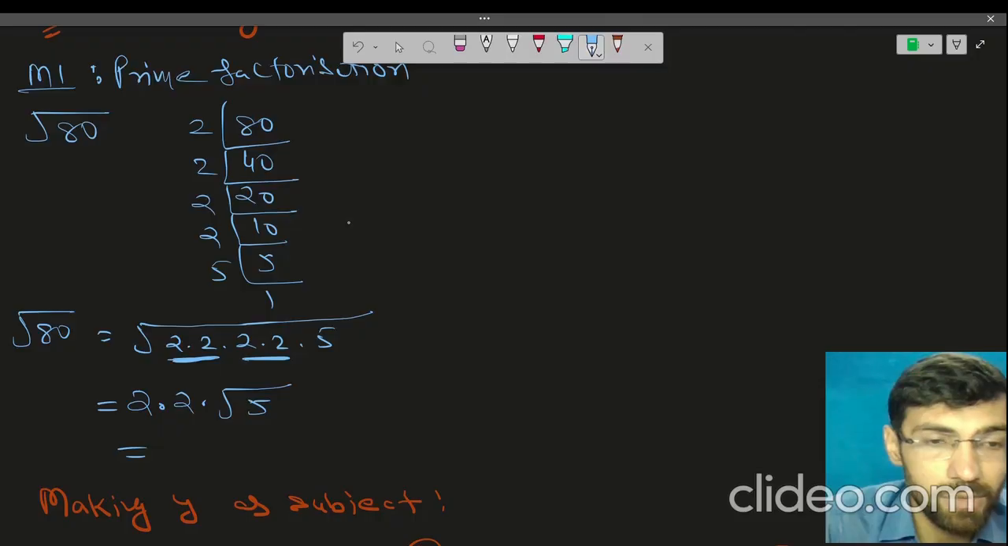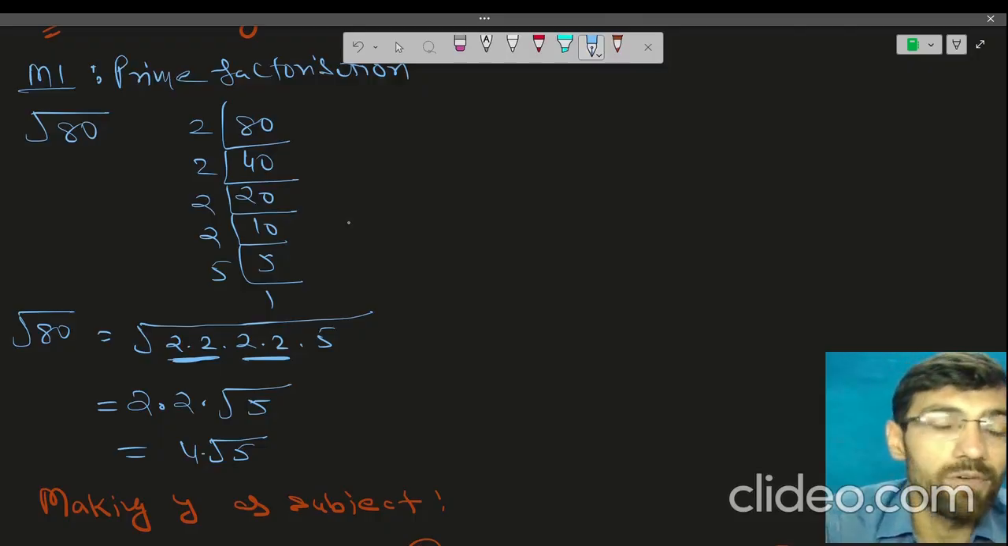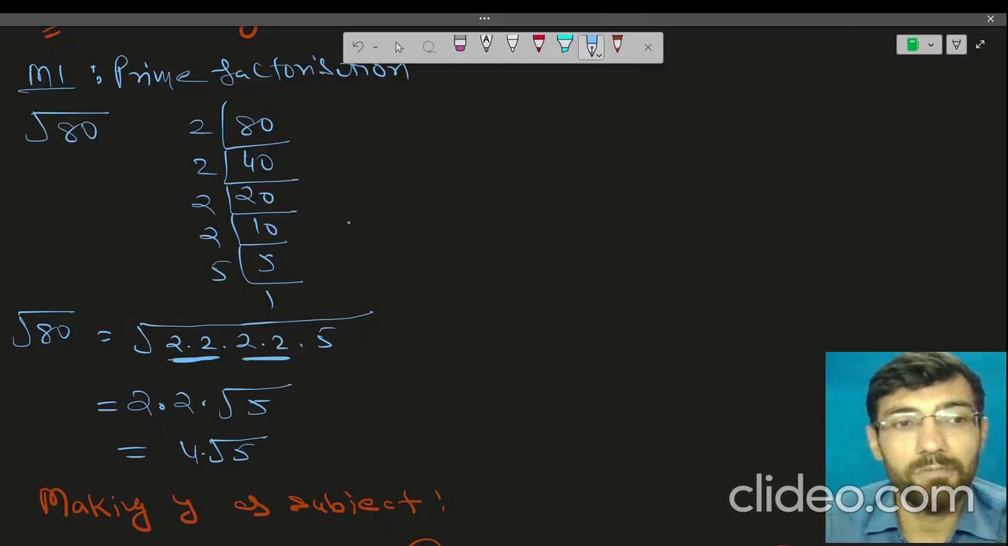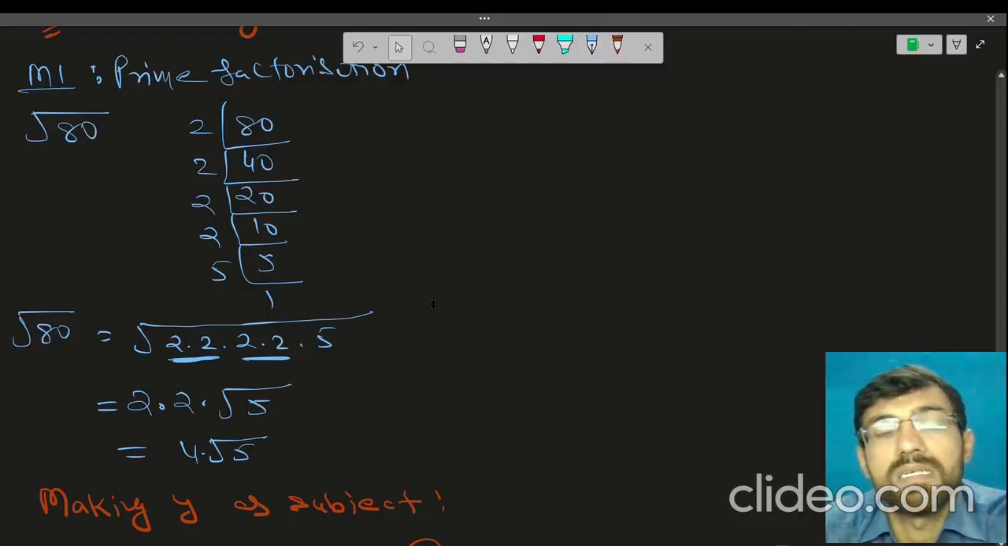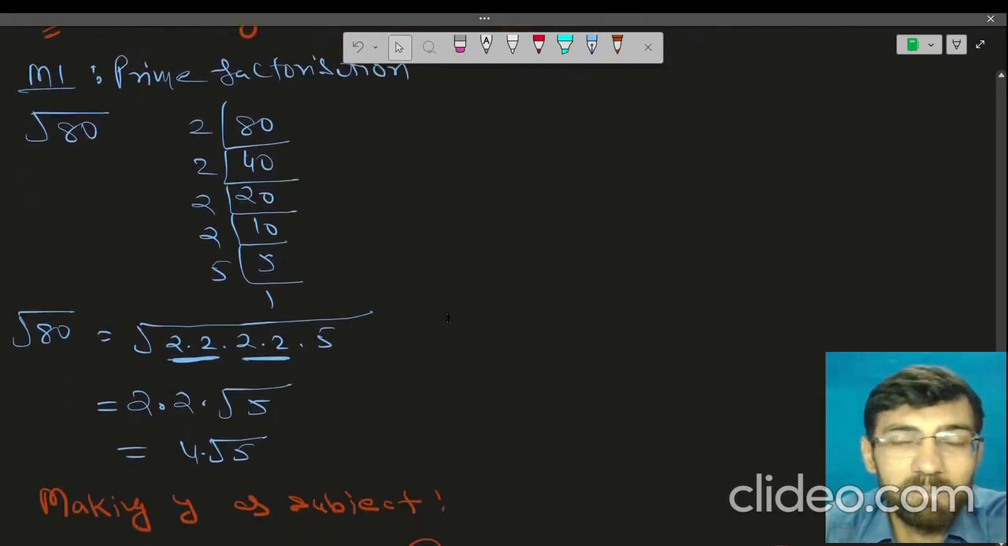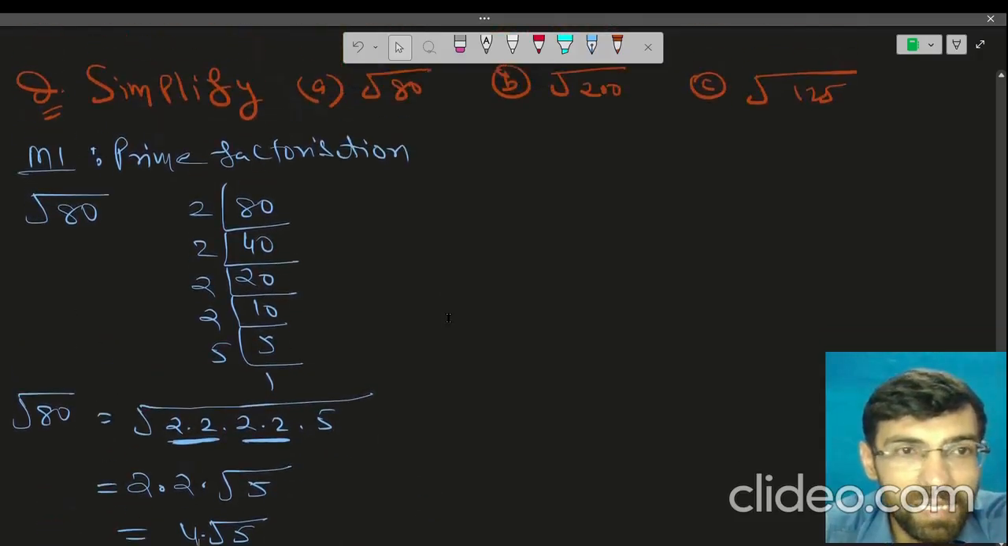So what is my final answer? 2 into 2 is 4, so 4 root 5. Yeah, 4 into root 5 or 4 root 5, both are the same. 4 root 5 is the simplest version of root 80. But this is quite a lengthy method. We have to understand the easier one also.